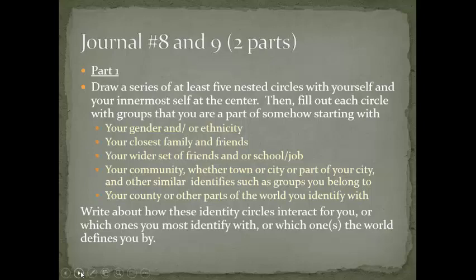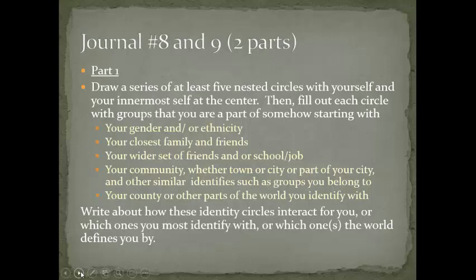Are you from a small town? Are you from a big city? Are you athletic? Let me give you an example. If I were making my circles, I'm a woman, so I would put that as one of my circles. I'm a mother, so I'd put that in another circle. I'm an athlete, and that's another circle. I come from a really small town. That's another circle. Those are things that I would be interested in writing about.